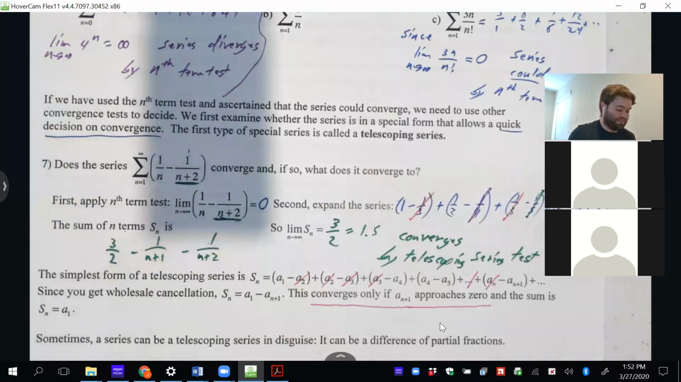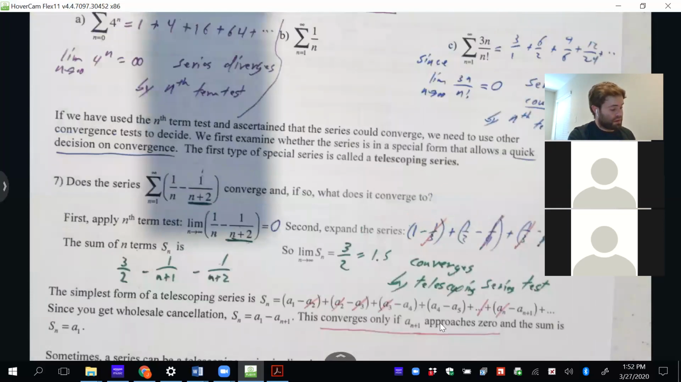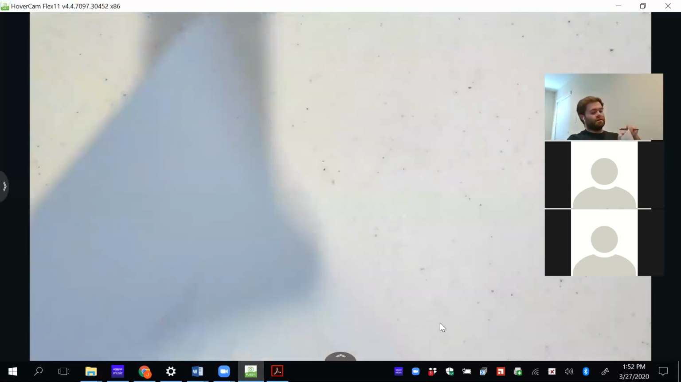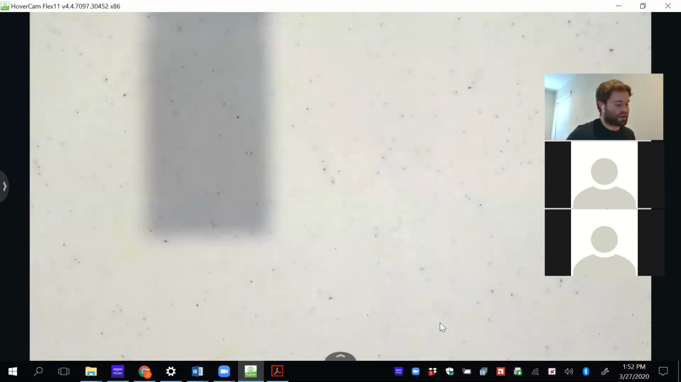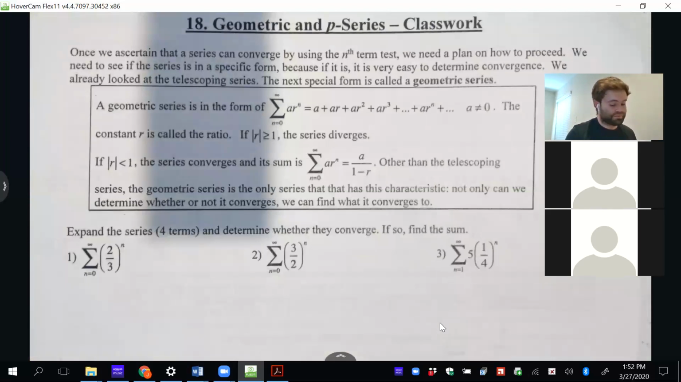Okay, well, I have posted the key, so I want to go ahead and get on to the next unit. I'm in section 18, geometric series and p-series. So, a geometric series.